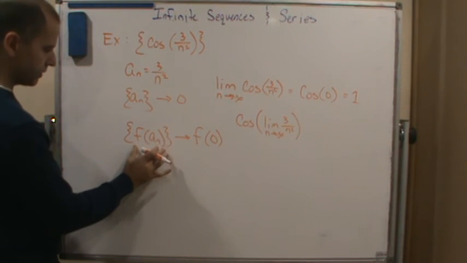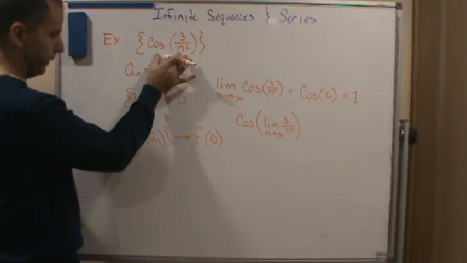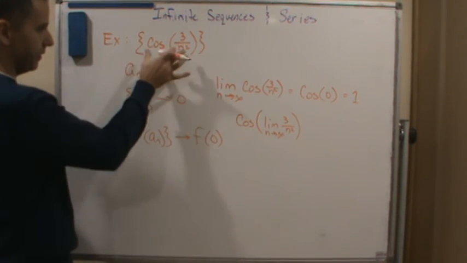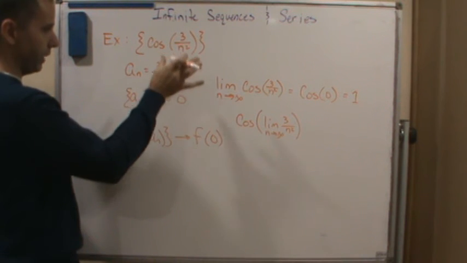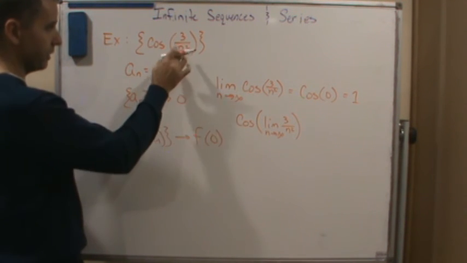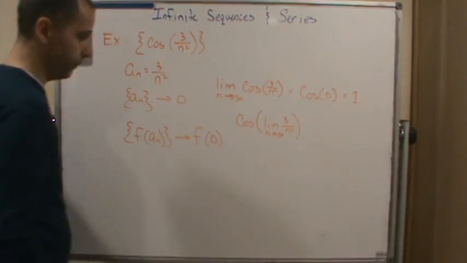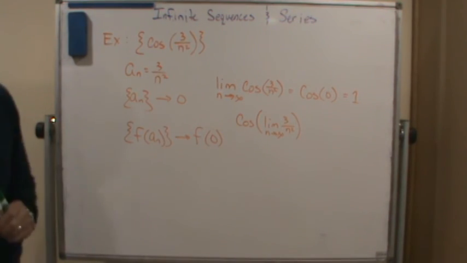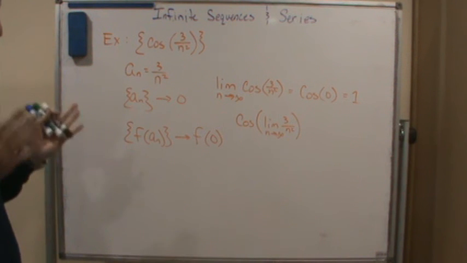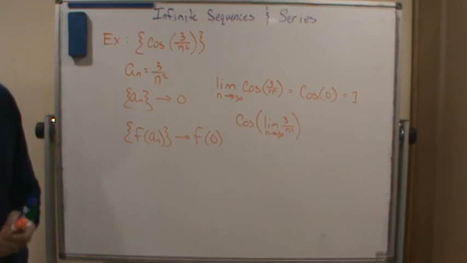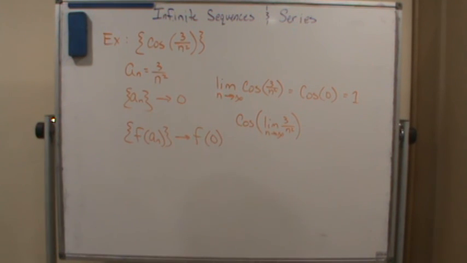we know the sequence of this, f of a sub n, converges to f of L, which is f of 0. And so in this case, it's 1. And we're done. It's that easy. So the theorem allows us to figure out whether it's convergent or divergent easily. So let's do another one.